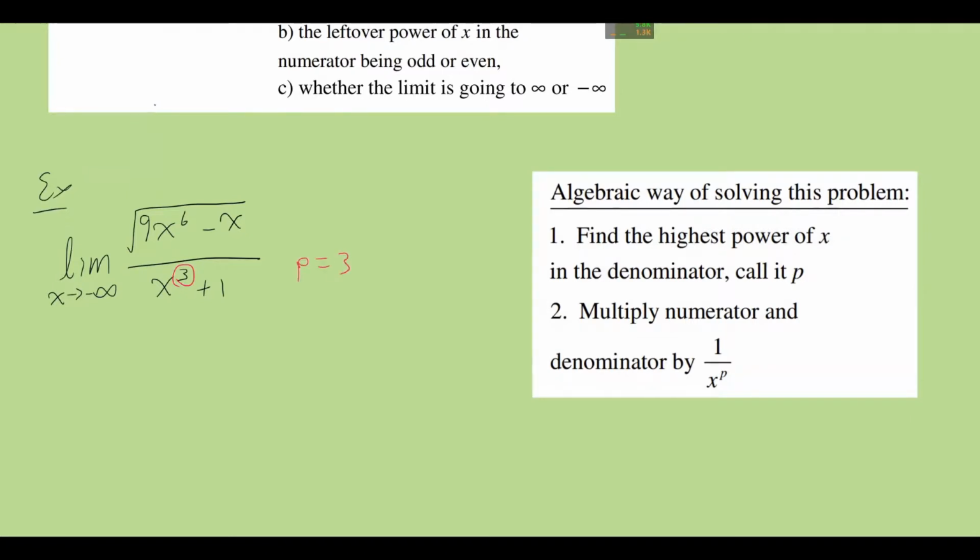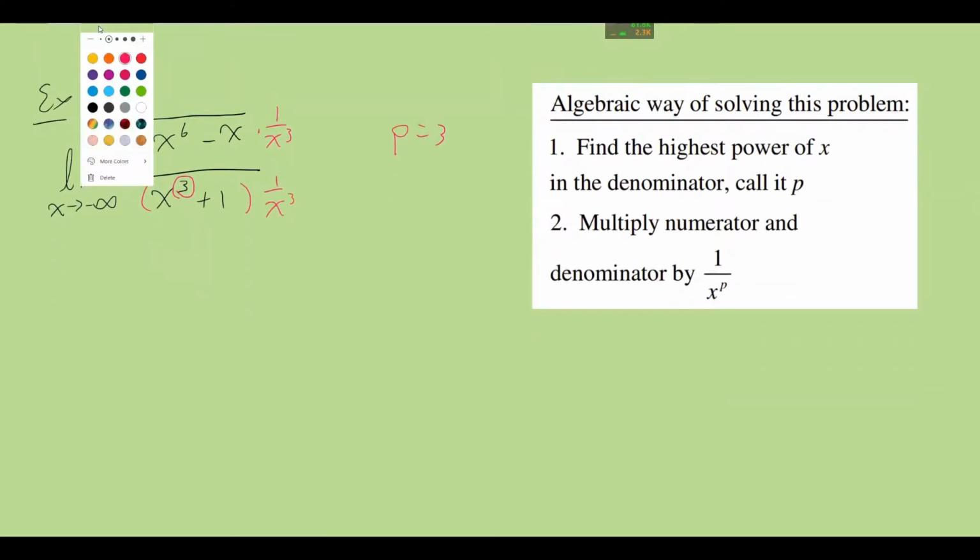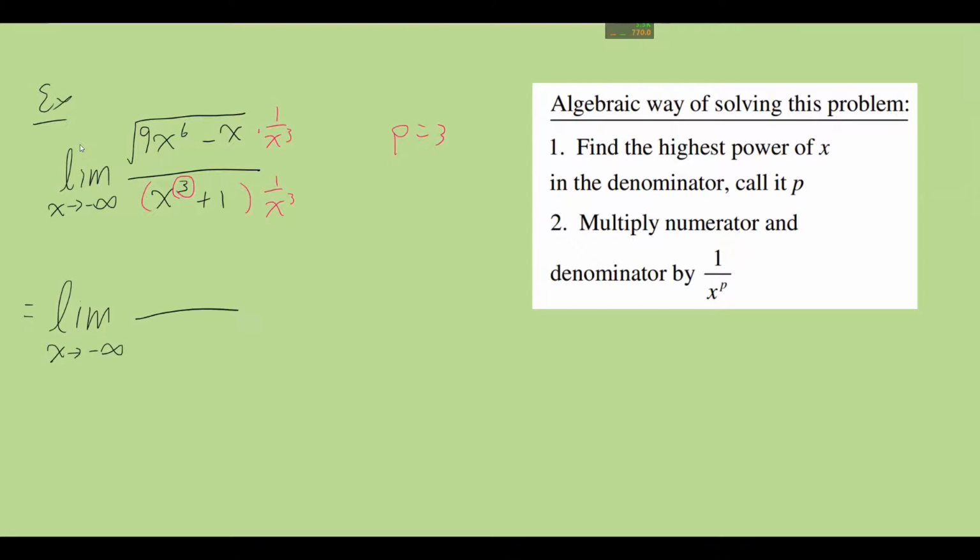Okay, so what we can do is just multiply 1 over x to the third power to both the numerator and denominator. Okay, and the denominator is easy to distribute. Right, let's take care of the denominator first. x to negative infinity. I have 1 plus 1 over x to the third power in the denominator. And the numerator, I'm going to write this as the square root of 9x to the 6 minus x over x to the third power.